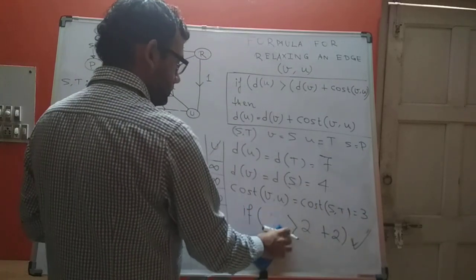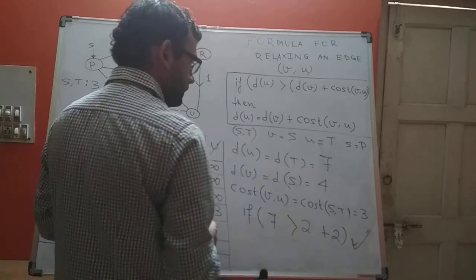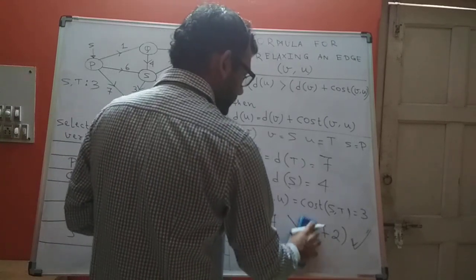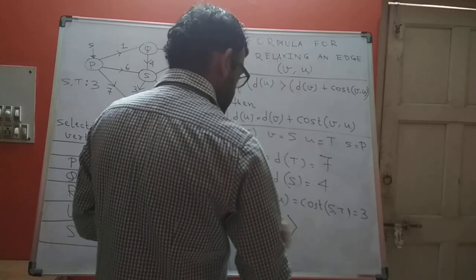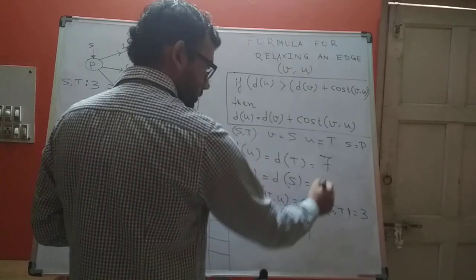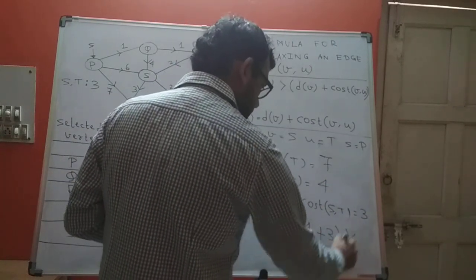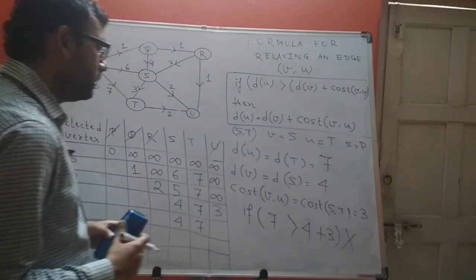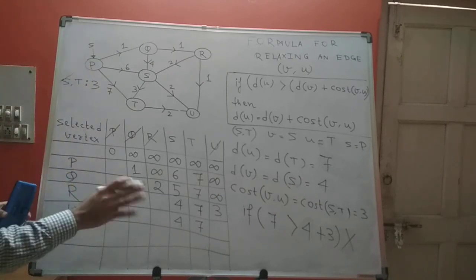Now you check. So what is the condition? du. Du is 7. Is it greater than dv, which is 4, plus the cost, which is 3? Is 7 greater than 7? No, obviously not. So there is no need to make any updation. Okay, so this was the only edge I needed to relax, and I've done that.